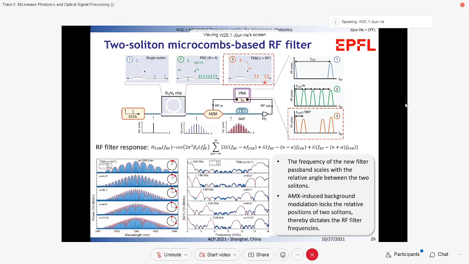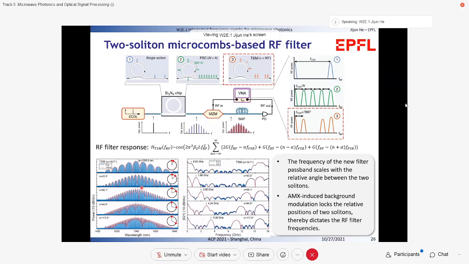The IF filter response in this case is described by this equation. Here alpha is the relative angle between two solitons. We can see that in addition to the original filter response, new RF passbands appear on both sides of the initial response, with the displacement determined by the relative soliton angle. Therefore the filter can be reconfigured by changing this angle.